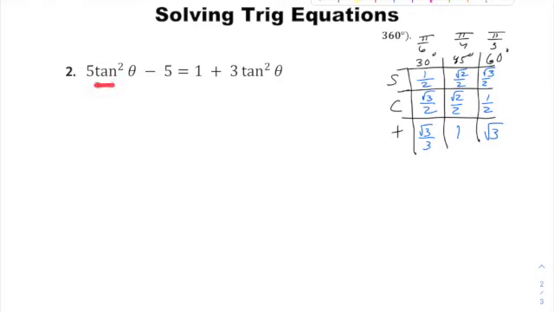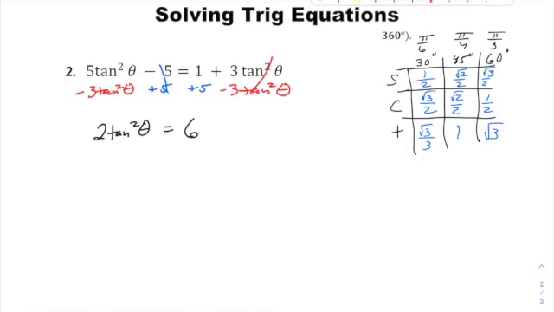So here's another one. You've got tangent squared is the only trig function in here. So I'm going to get all my tangent squareds together and isolate it. So I'm going to bring 3 tangent squared over to the left side here. And while I'm at it, I'm going to add 5 to move those constants to the other side. So here is what I have after that maneuver. 2 tangent squared of theta is equal to 1 plus 5 is 6.